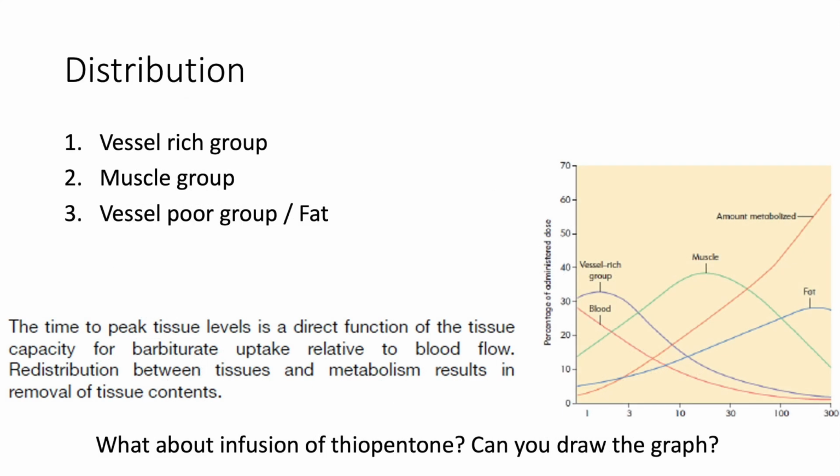Okay, distributions. When we talk about thiopentone, specifically distributions, we use these three terms: vessel-rich group, muscle group, vessel-poor group. Okay, don't confuse yourself with the pharmacokinetics lectures or whatever you have gone through. They always use first compartment, second compartment, third compartment, right? This one specifically for thiopentone, we use vessel-rich group, muscle group, and vessel-poor group, which is different. So when we read about thiopentone, this is what we use to describe how it's going to be distributed from 1, 2 to 3. Okay?